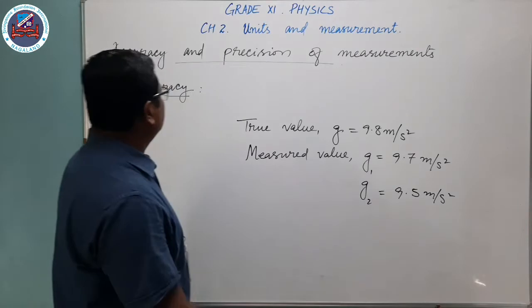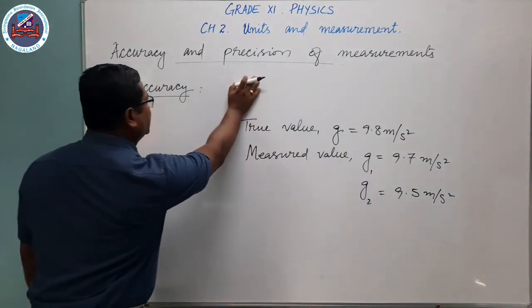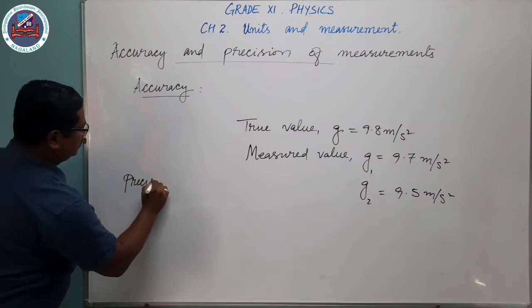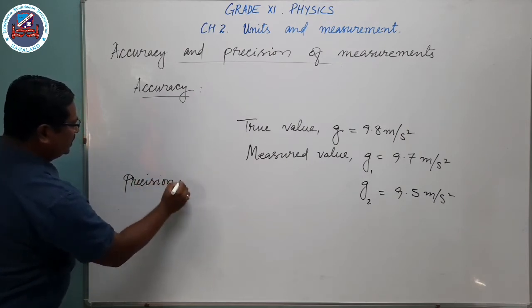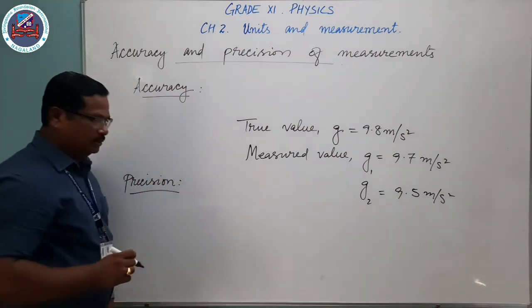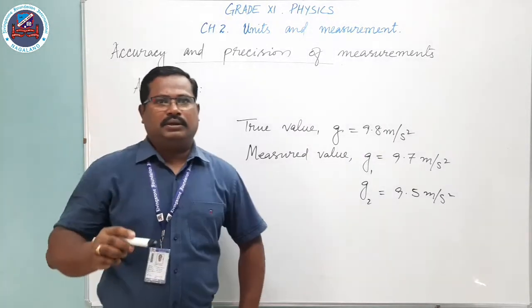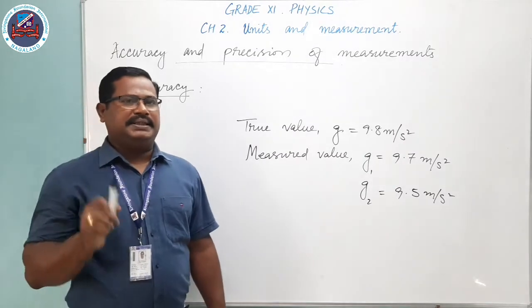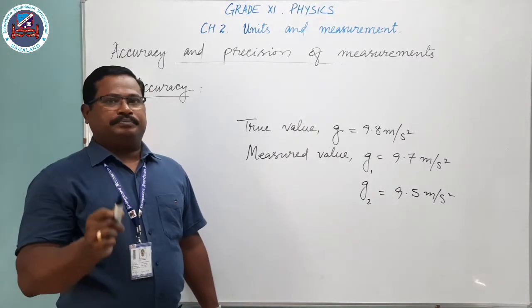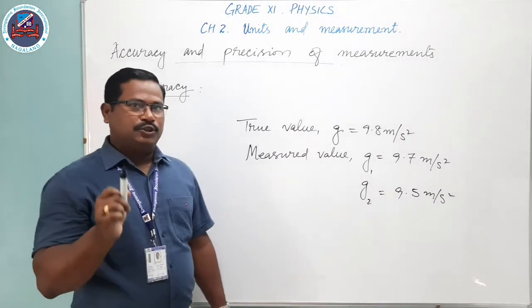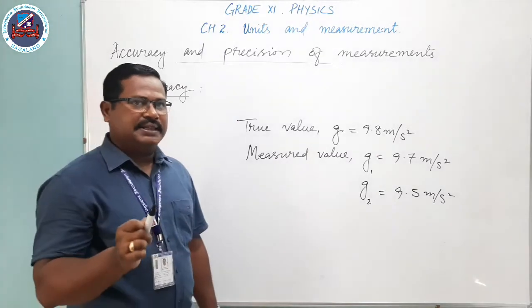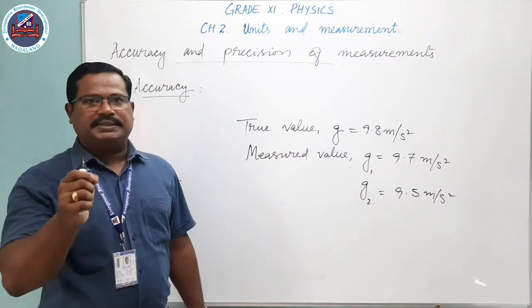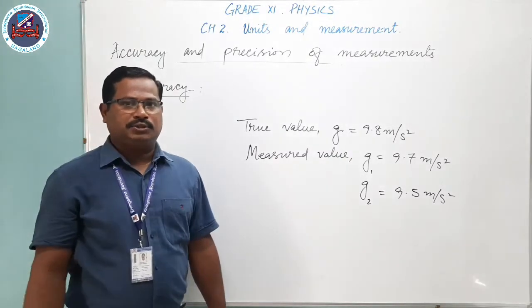And then the second term, that is precision. Precision tells us to what resolution or limit the value is measured. It basically depends upon the instrument. When we say least count, that is the least possible measured value with a particular instrument.